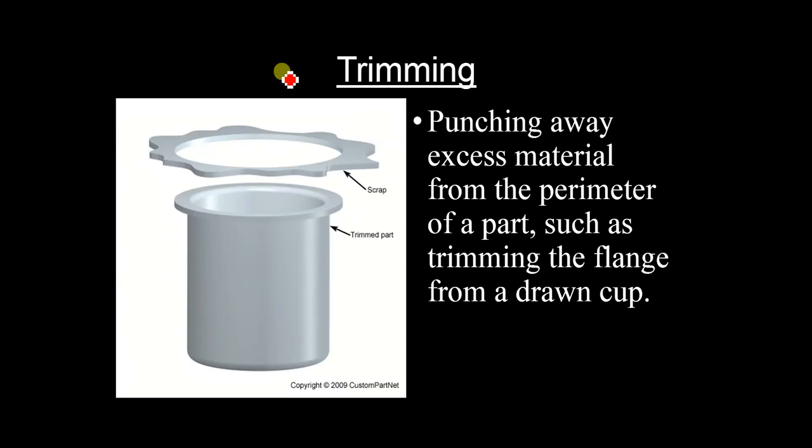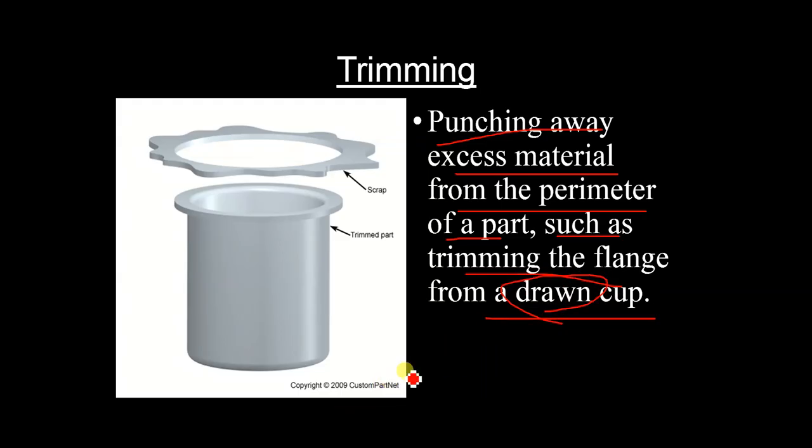Here we have another process which is called trimming. I'll just read what trimming is: punching away excess material from the perimeter of a part, such as trimming the flange from a drawn curve. Drawing is another operation we will be discussing in the future slides.